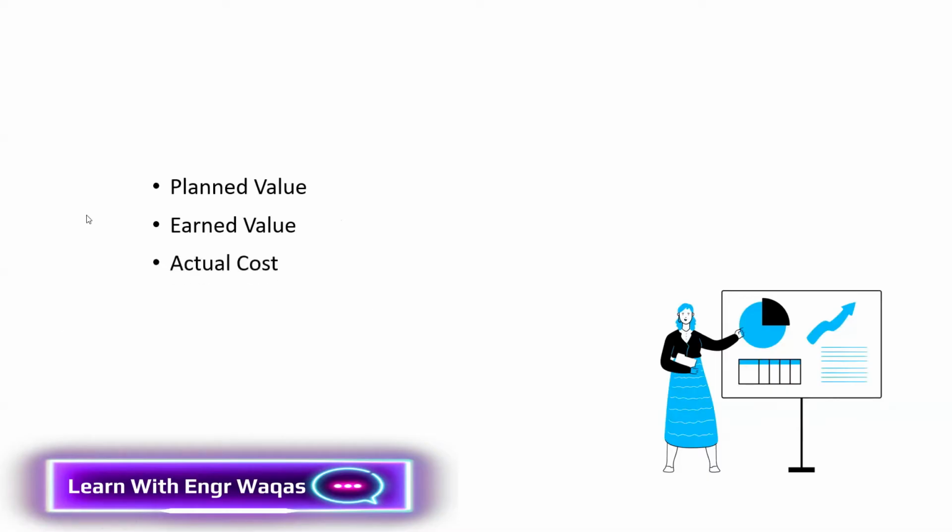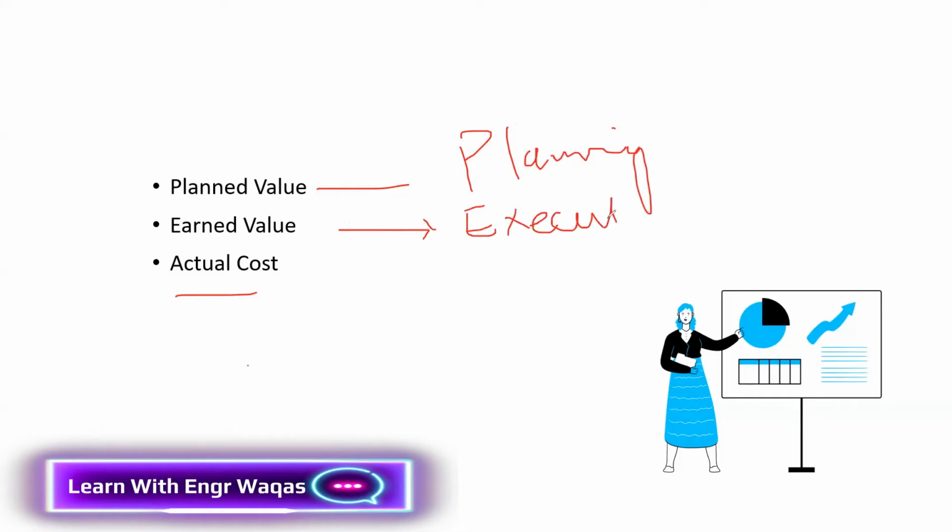And the third important thing is actual cost. Planned value belongs to the planning phase, what we estimated at that time. This is the execution phase, but with respect to schedule as well. I will explain the minor difference. And actual cost means the actual cost incurred.